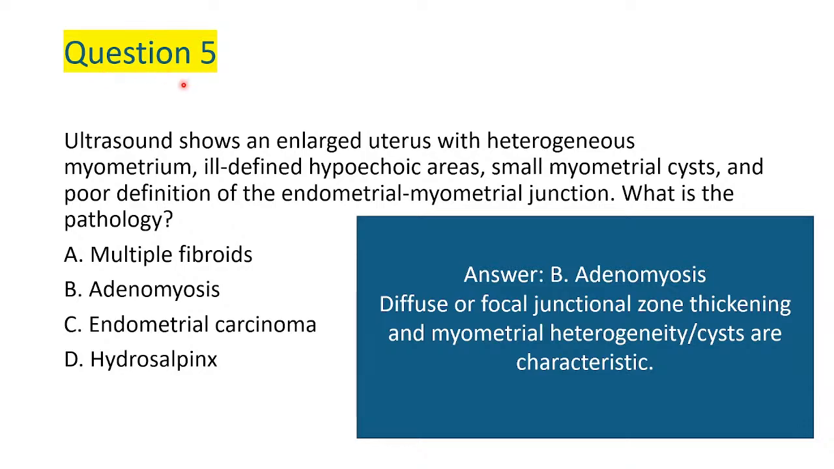Question number 5. Ultrasound shows an enlarged uterus with heterogeneous myometrium, ill-defined hypoechoic areas, small myometrial cysts, and poor definition of the endometrial-myometrial junction. What is the pathology? A. Multiple fibroids. B. Adenomyosis. C. Endometrial carcinoma. D. Hydrosalpinx. So our answer is B, which is adenomyosis.